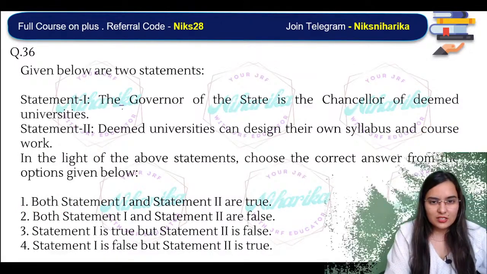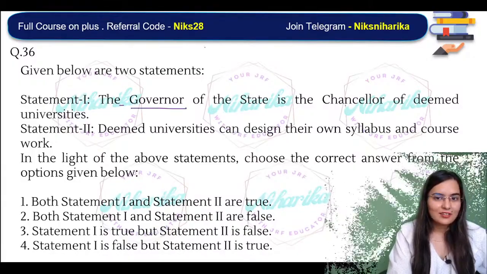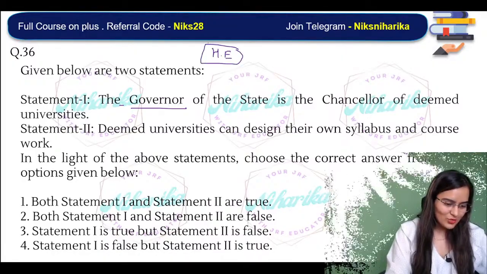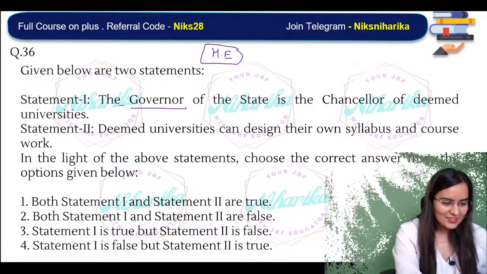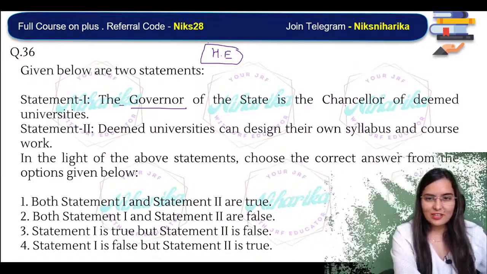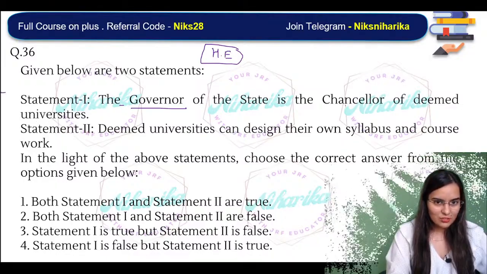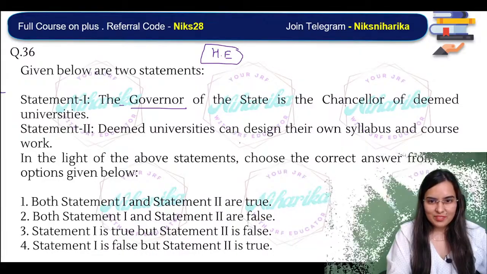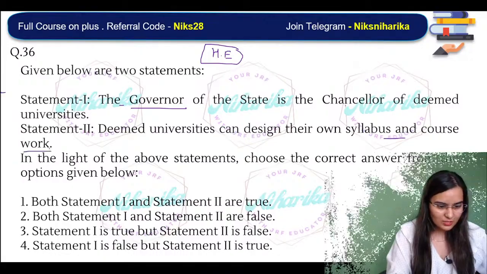Now see, the governor of the state is the chancellor of the higher education. Seeing this, whose heart became happy? How easy the questions were. Yes. The governor of the state is the chancellor of the deemed university. Achha. Oh, is it? Achha. The deemed university can design their own syllabus and course work. What do you think?